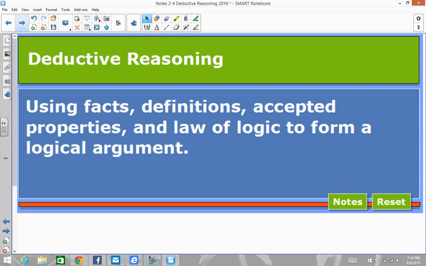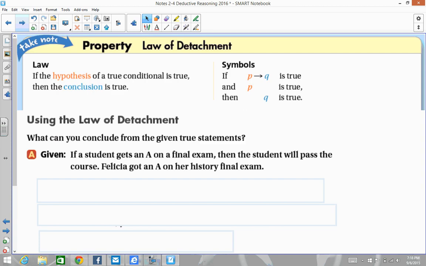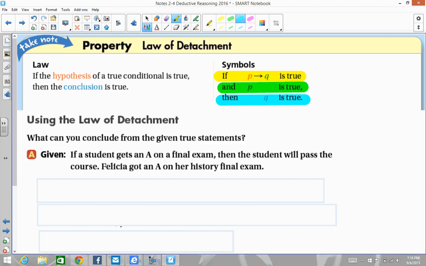All right, so the law of detachment, which is not really a property, it's a law of logic, says that if the hypothesis of a true conditional is true, then the conclusion is true. So basically what it means, and what I've always told my students in the past, is that if you have a conditional statement like if P, then Q, so if you have something that's true, and they give you another statement that says, hey, I got another P statement that is very specific, then there is a logical conclusion that can come from that, a Q statement that follows the same pattern that your original conditional statement said.